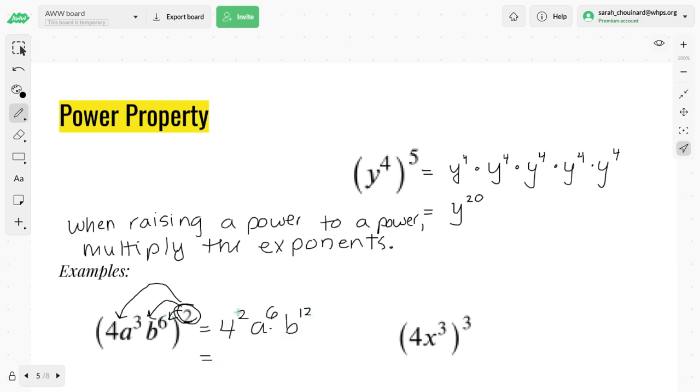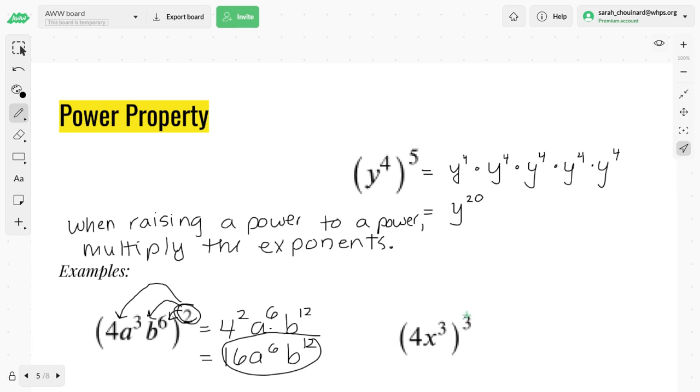And so this is why I was saying memorizing those powers is really helpful, because 4 to the second power, 4 times 4 is 16. So my final answer for this one is 16, a to the 6th, b to the 12th.